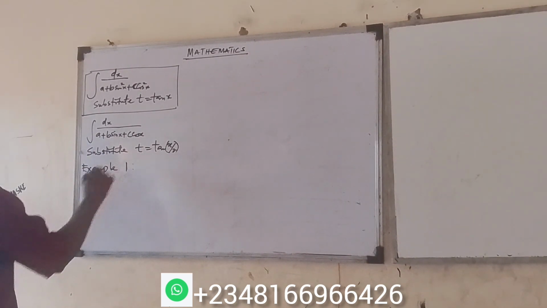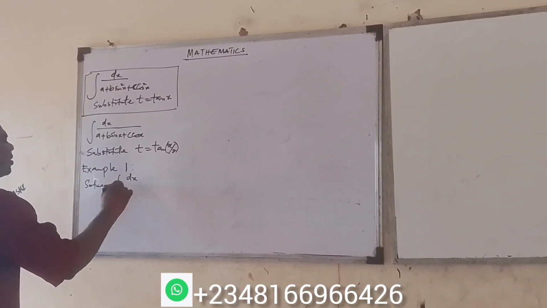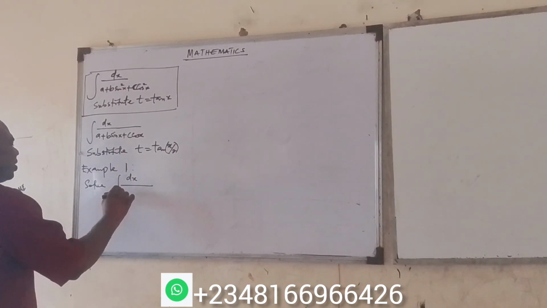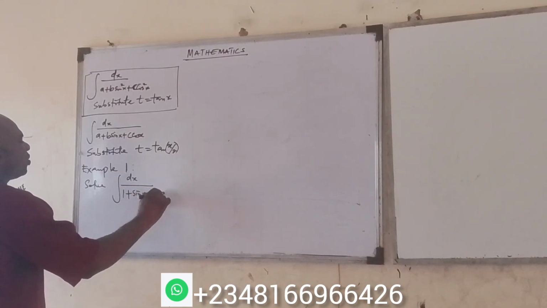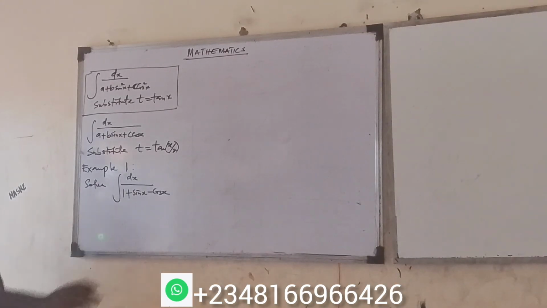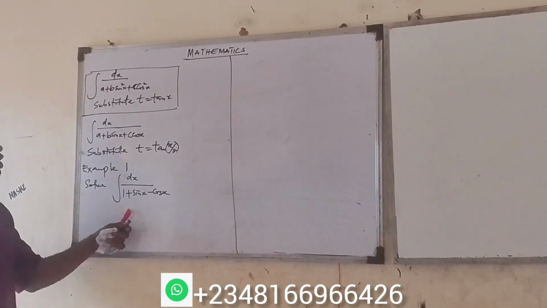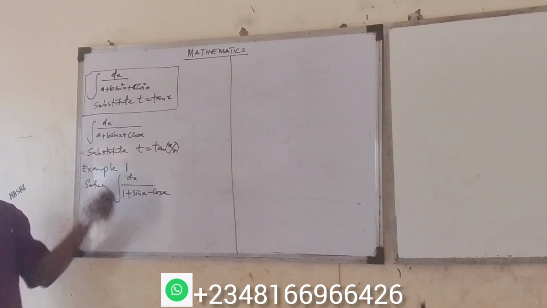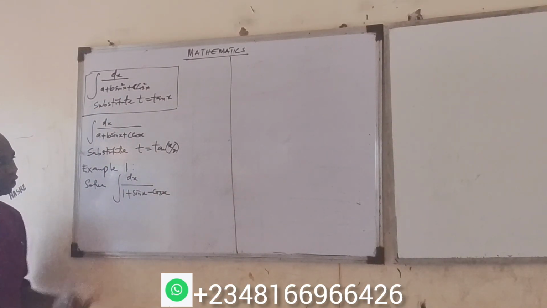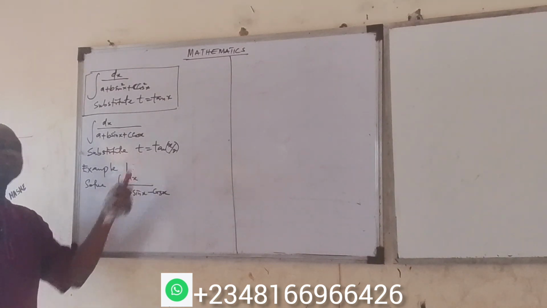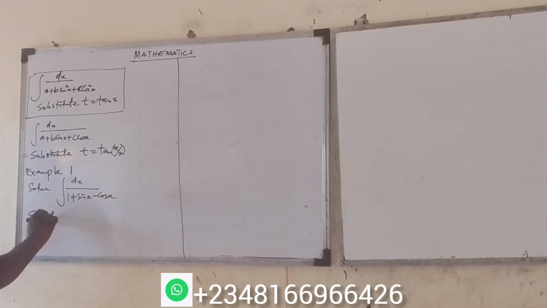Example 1. Solve the integral dx over 1 plus sine x minus cos x. Now, if you look at this very closely, it's different from the previous form. There is no square here. So because there is no square in all these functions, it means we are substituting t equal to tan x over 2. So here, solution.